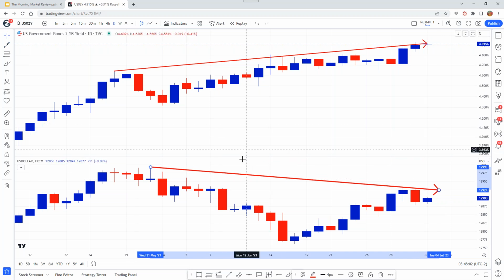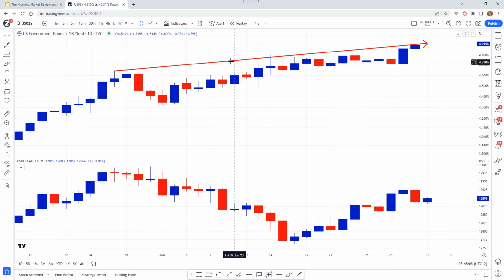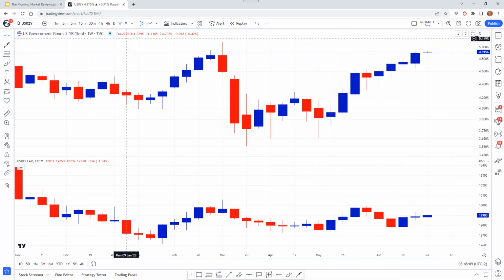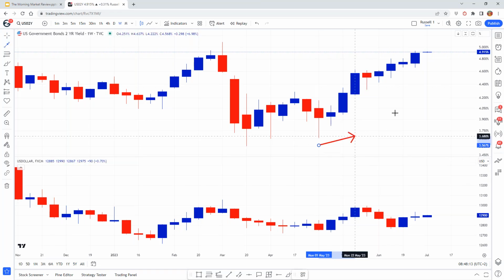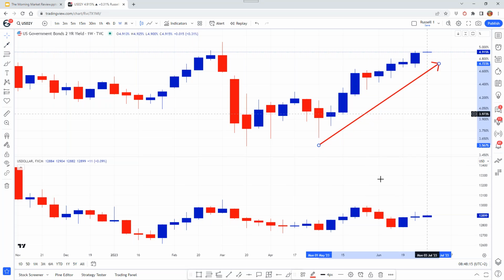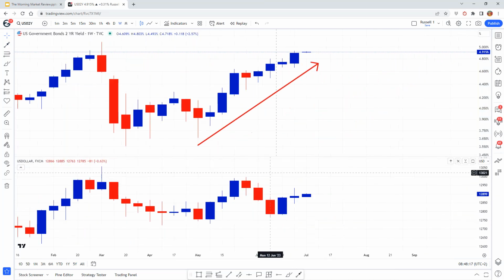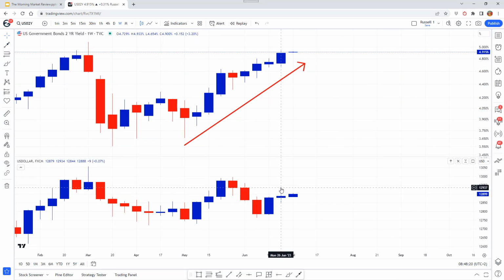Let's just take a look at it on the weekly scale. Okay, and you can see that the 2-year yield very hawkish. And I think that last week's price action, I was looking very carefully at how it was going to end. The way it ended surprised me.